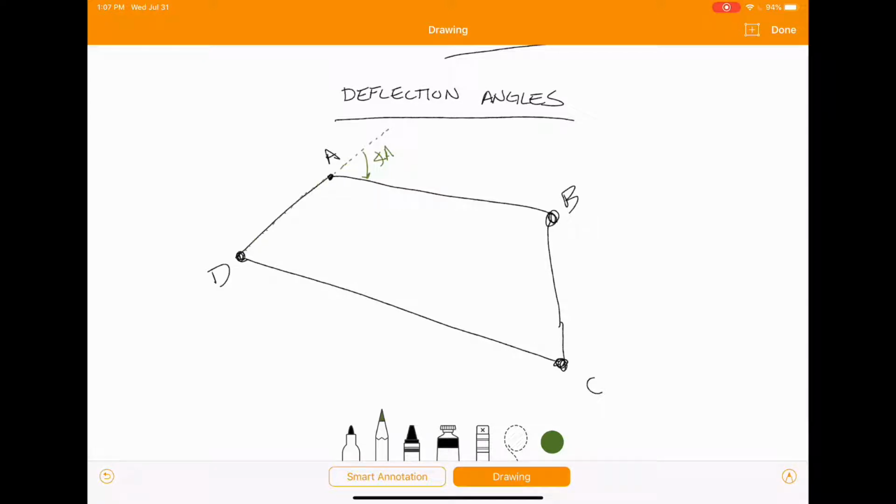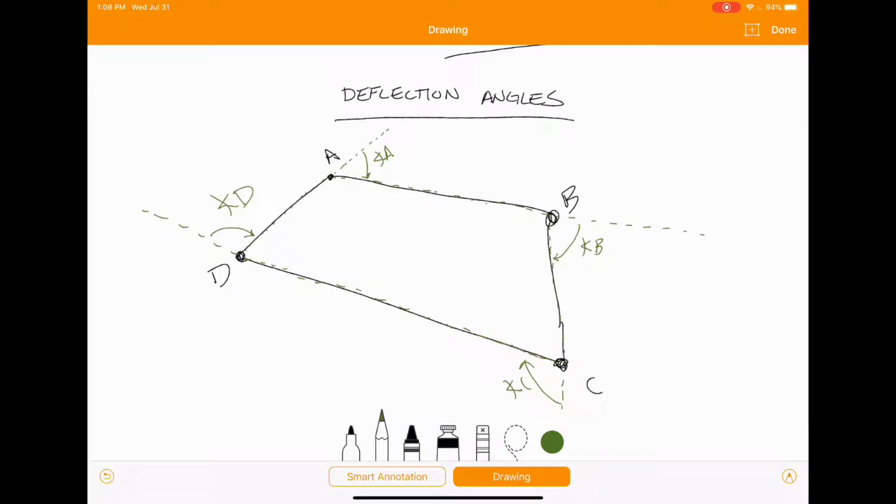And then to find B, you start at the letter right before B, which is A. So you start at A, go over, cross through B, continue that, and then drop down to the next letter, which would be C. So this is your deflection angle at B. And then again, you'd start at B, go through C, drop down to D. That's your deflection angle at C. And again with D, go through D, drop down to A. That's your deflection angle at D.